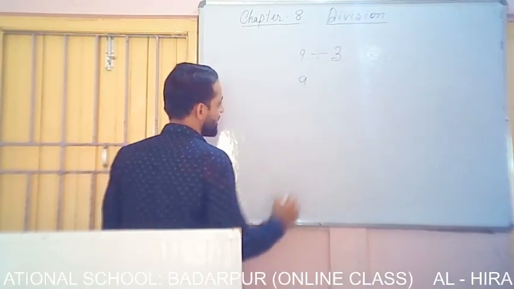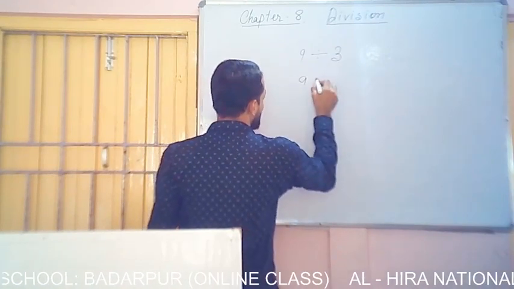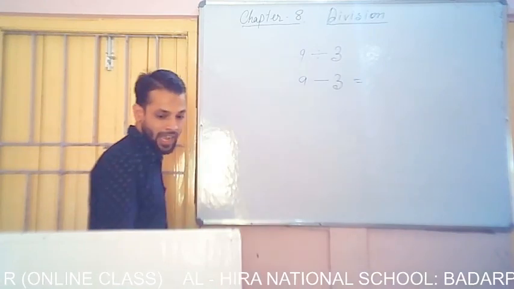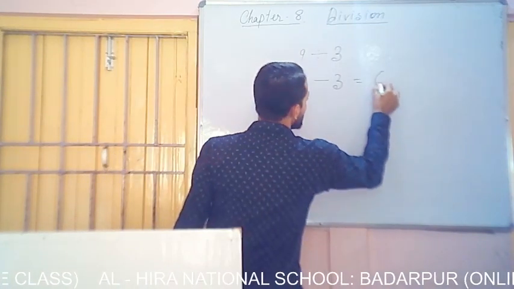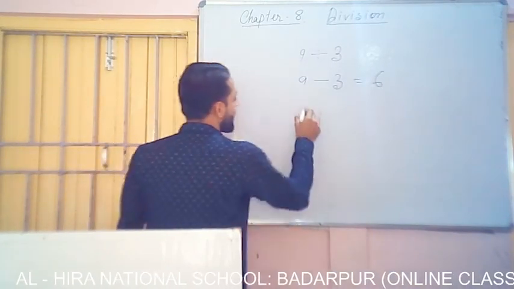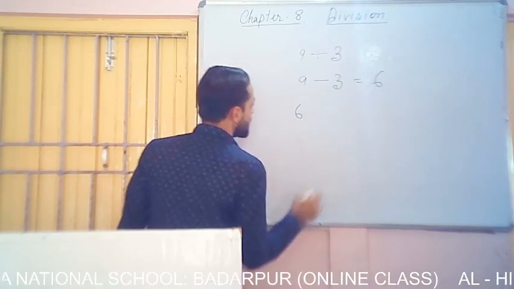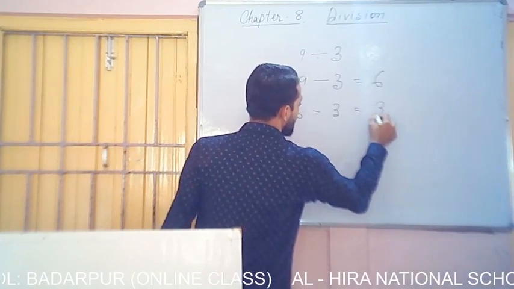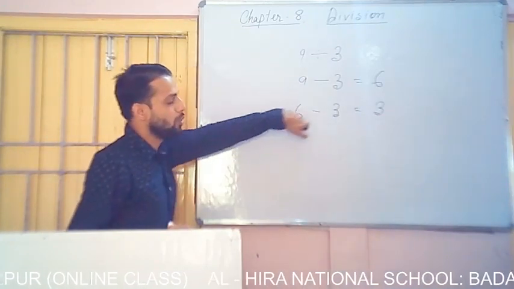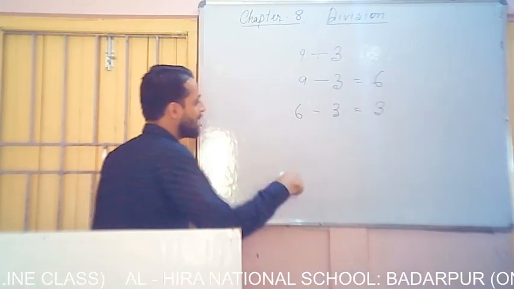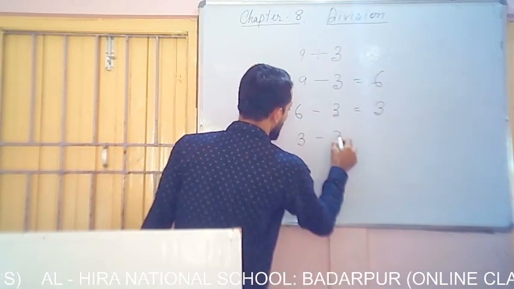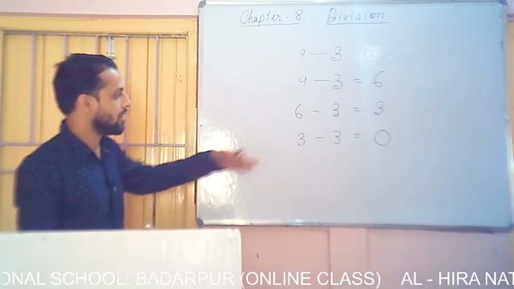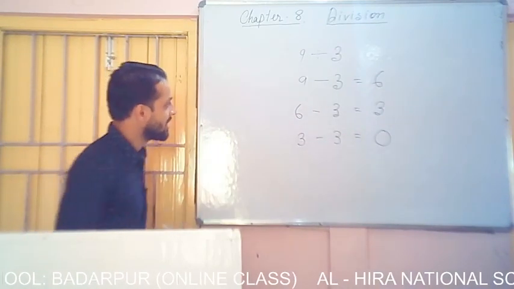First of all we have to write here 9. We have to subtract 3 from 9, and we'll get 6. So again we have to subtract. Here we write 6. Again we subtract 3 from 6, and we'll get 3. Again we subtract 3 from 3. 3 minus 3 equals 0. So here the result is 0.